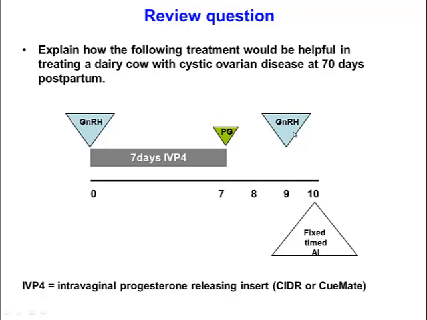Then when this new follicle is large enough, we'll give them an injection of GnRH and try to force ovulate them, and then we'll inseminate them approximately 16 hours after giving this injection of GnRH, just prior to when they're due to ovulate. And that's one combination treatment we could use to treat cystic ovarian disease.